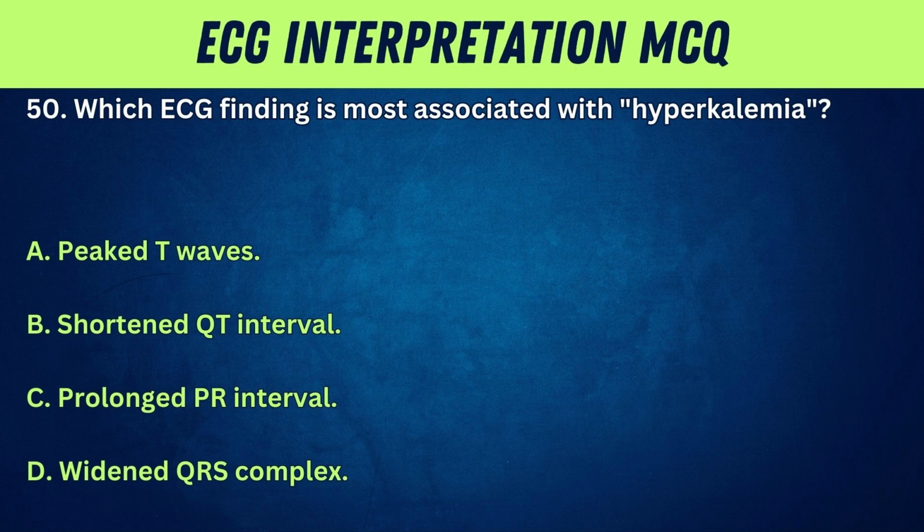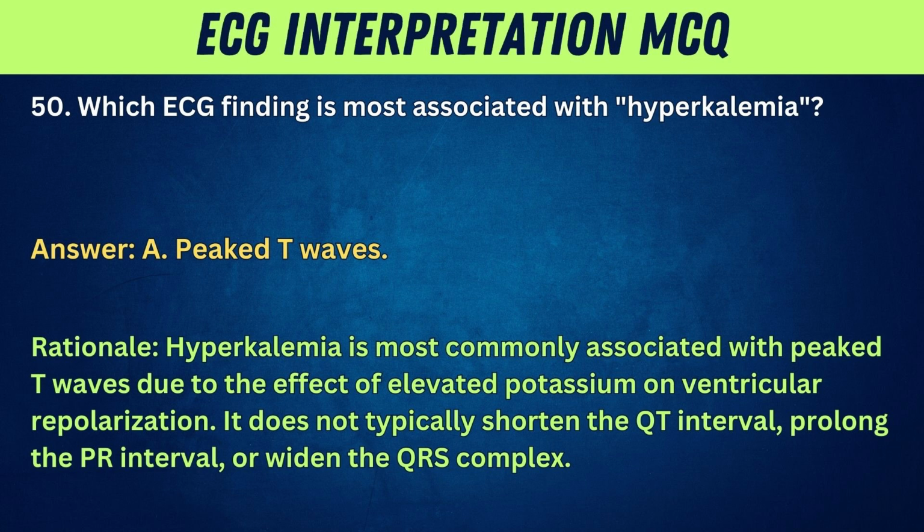50. Which ECG finding is most associated with hyperkalemia? A. Peaked T waves. B. Shortened QT interval. C. Prolonged PR interval. D. Widened QRS complex. Answer: A. Peaked T waves. Rationale: Hyperkalemia is most commonly associated with peaked T waves due to the effect of elevated potassium on ventricular repolarization. It does not typically shorten the QT interval, prolong the PR interval, or widen the QRS complex.